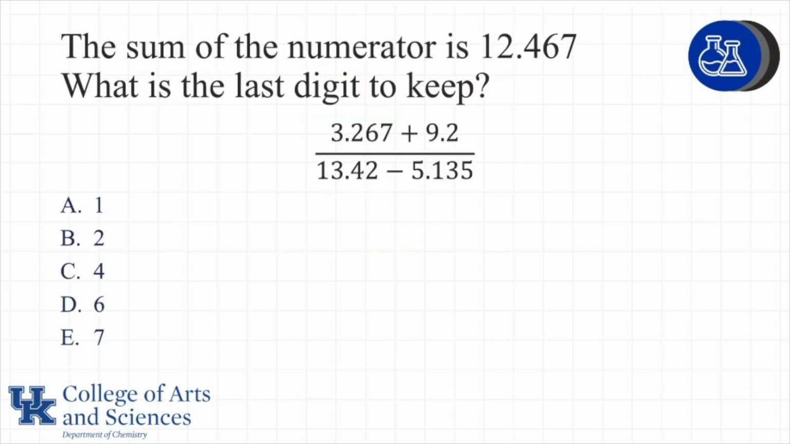Let's look at another example. The sum of the numerator of this problem is 12.467. What is the last digit that we can keep? If I look at my numbers in the numerator, I have 3 decimal places and 1 decimal place. Because this is an addition problem, I have to look at the least number of decimal places. Therefore, the last digit I can keep is the 4.